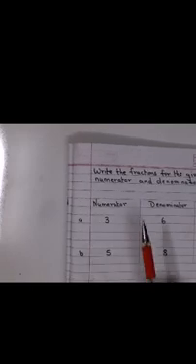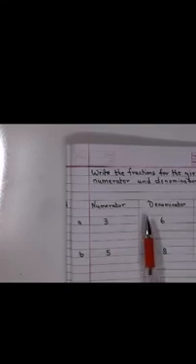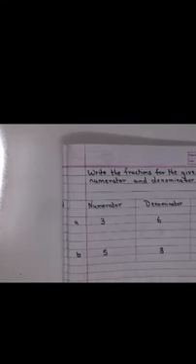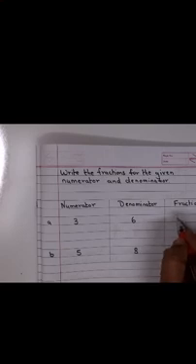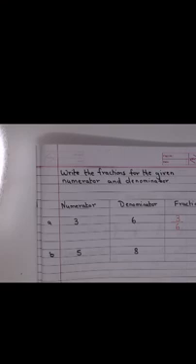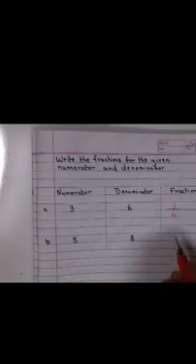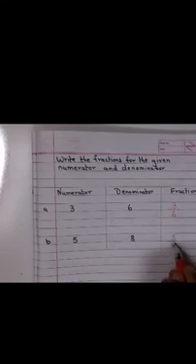Now children, look here. As we said, how do we represent the fraction? Numerator upon denominator. Write the fraction for the given numerator and denominator. Now our numerator is 3, denominator is 6. So how would we write this fraction, children? Numerator is here, denominator is here. How about this, children? Yes, 5/8.